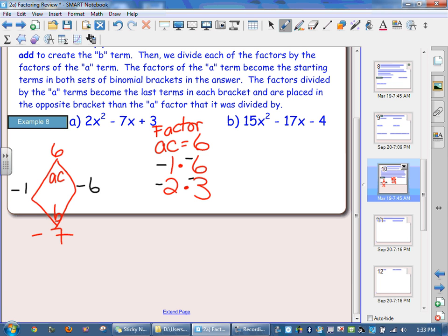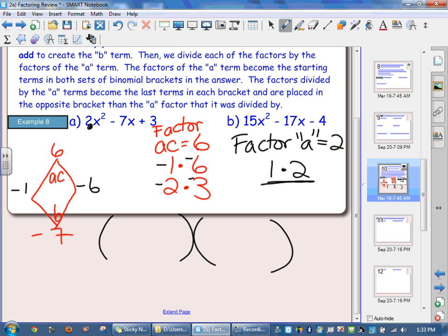We need to factor a. It's a 2. What numbers multiply to give you 2? 1 times 2. Well, that means that's what's going to start our brackets. Instead of just x and x, 1x and 1x, we're going to have a 1x and a 2x. Those are my factors of a. So I open 2 brackets. These factors of a go at the start of my brackets. So I'm going to have a 1x and a 2x. Do you have to show that hidden 1 in front of x? No, but I'm just showing you where it is and where it came from.